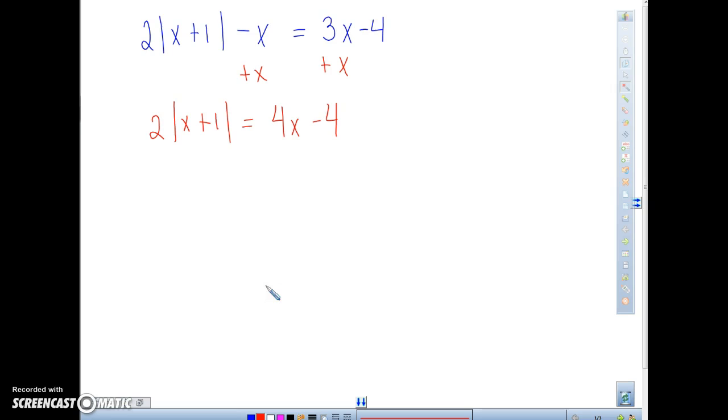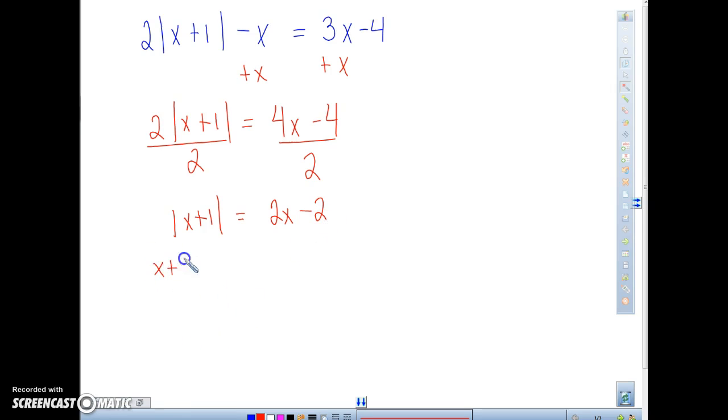The other thing that we want to do is get rid of this 2, and so they're multiplying by 2, so we will divide by 2. Remember that inverse operation there. So then we have the absolute value of x plus 1 equals 2x minus 2. Now it's set up where we can start solving.